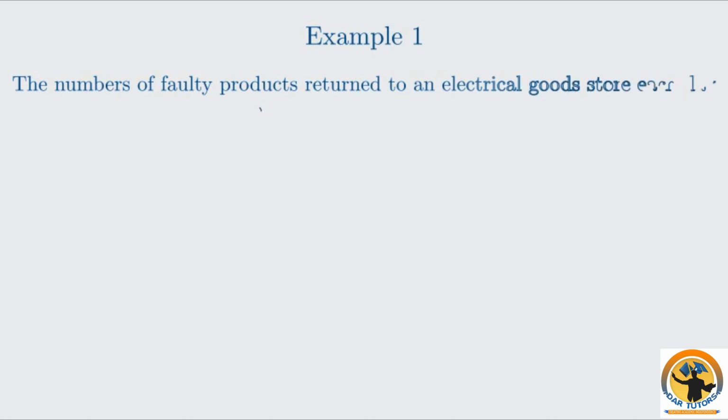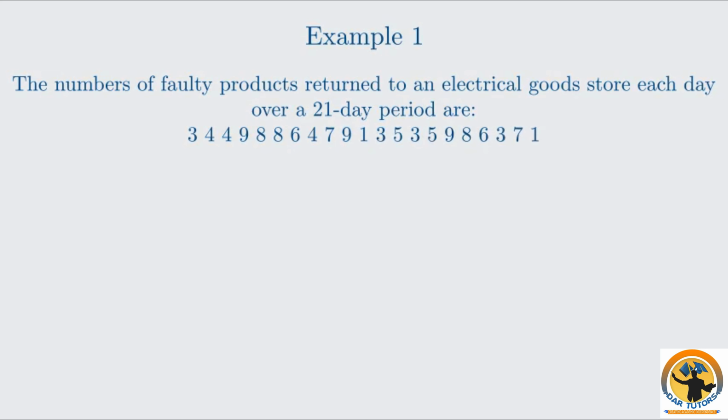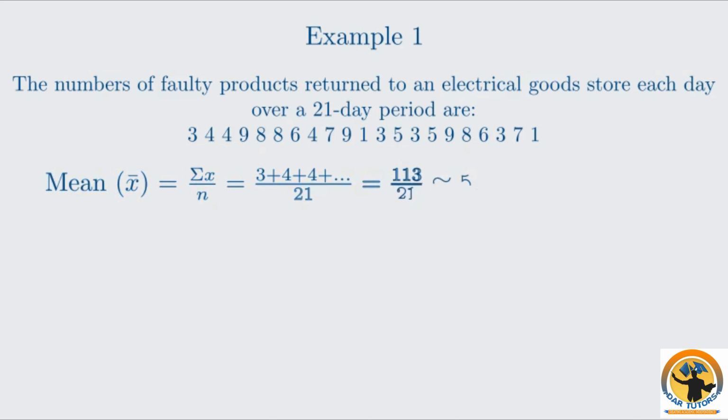Let's apply these concepts with an example from your notes. We have the numbers of faulty products returned over a 21-day period. First, let's find the mean, median, and mode for this initial dataset. To find the mean, we sum all the values and divide by the count. The sum of the 21 values is 113. Dividing by 21 gives approximately 5.38. So, on average, 5.38 faulty products were returned each day.